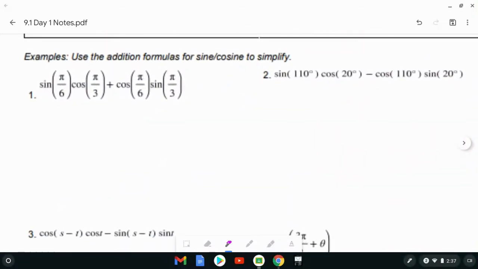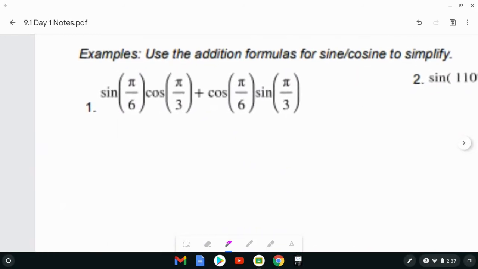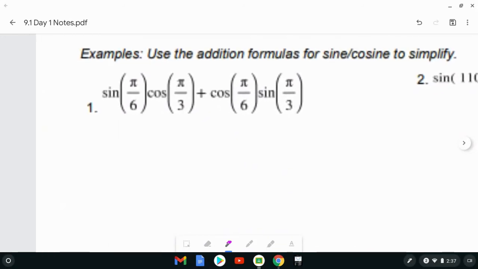Taking a look down at the examples, we're going to see how we're actually applying them. Now, for example number 1, notice we have sine of an angle times cosine of an angle plus cosine of an angle times sine of an angle. Notice because all of these angles are on the unit circle, you could find sine of pi over 6, we know that's 1/2, times cosine of pi over 3, we know that is 1/2 as well, and so on. So you can just find those values because they are angles on the unit circle.